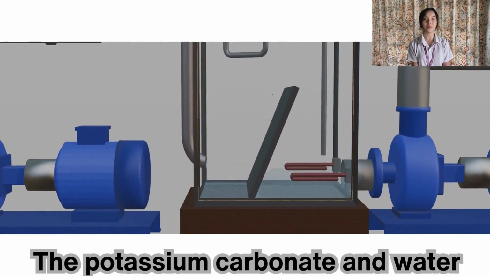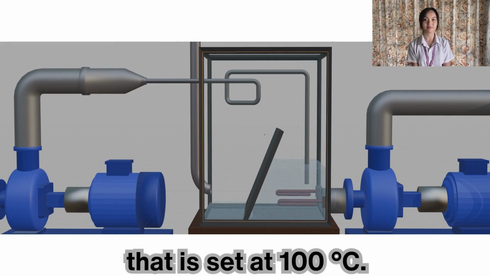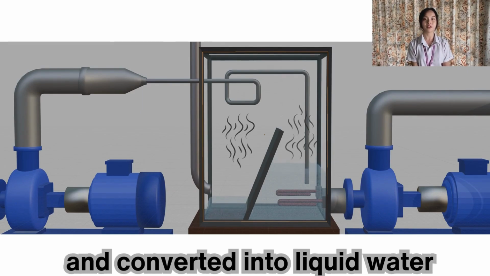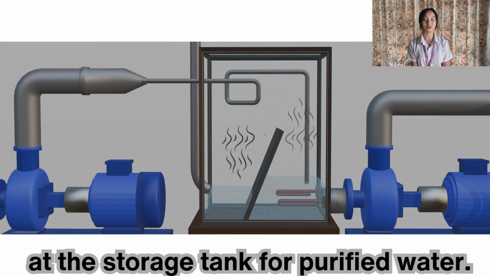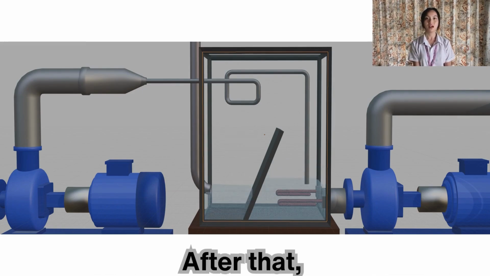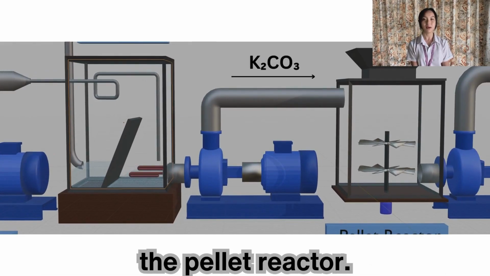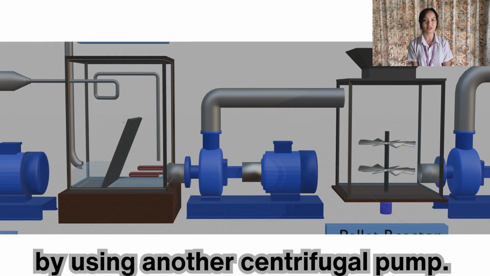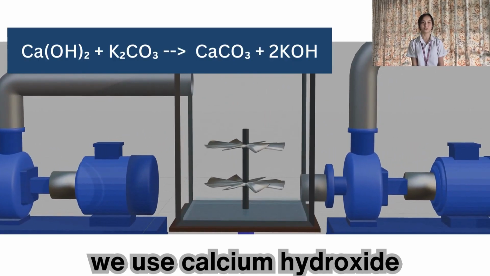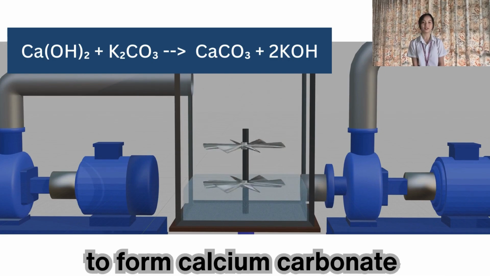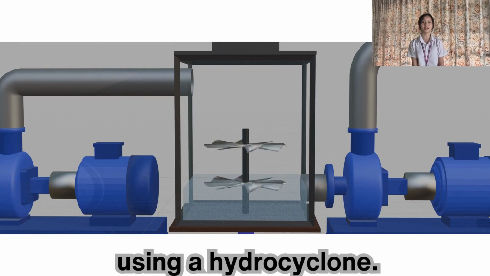The potassium carbonate and water is heated by using a heating element that is set at 100 degrees Celsius. The water vapor will then be cooled and converted to liquid water at the condensing coil and then accumulate at the storage tank for purified water. After that, the concentrated potassium carbonate is pumped into the pellet reactor by using another centrifugal pump. In the pellet reactor, we use calcium hydroxide to react with potassium carbonate to form calcium carbonate and regenerate potassium hydroxide. The mixture is then separated using a hydrocyclone.